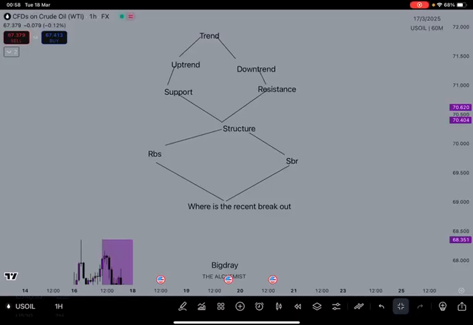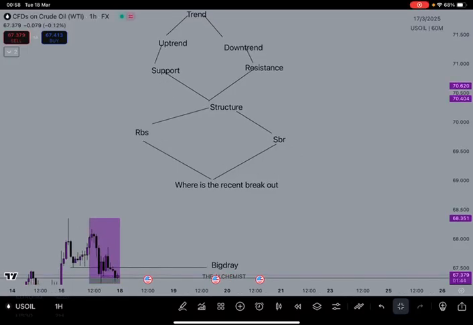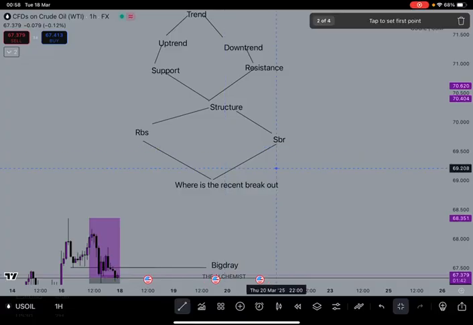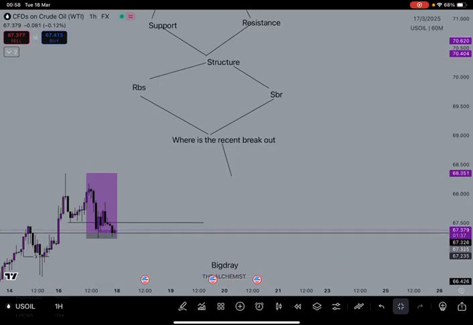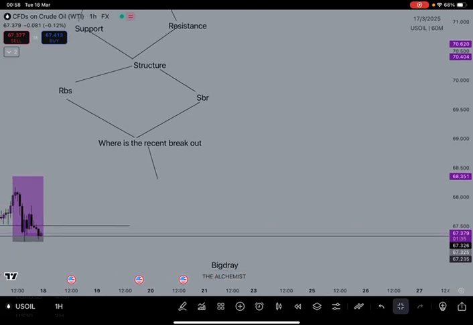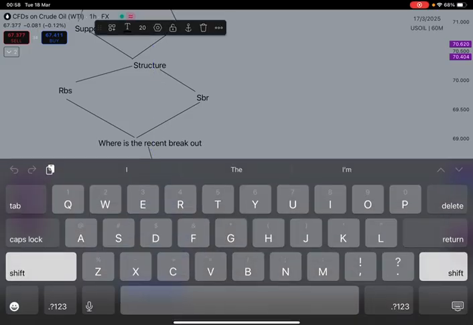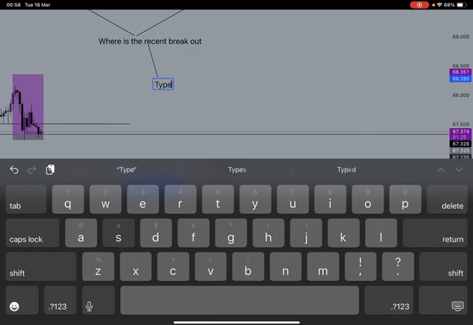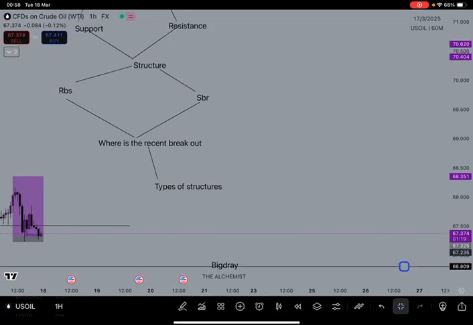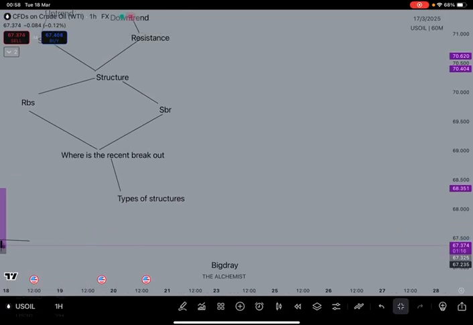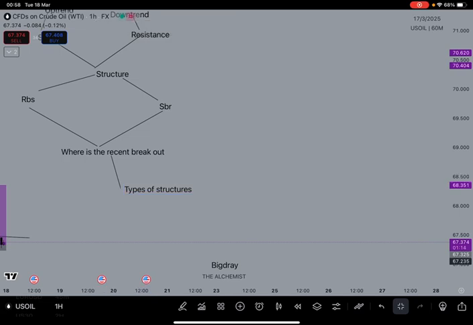Okay, so this is part 2. In this video we'll be covering types of structure, so that you know what you'll be looking for when you are in the market.